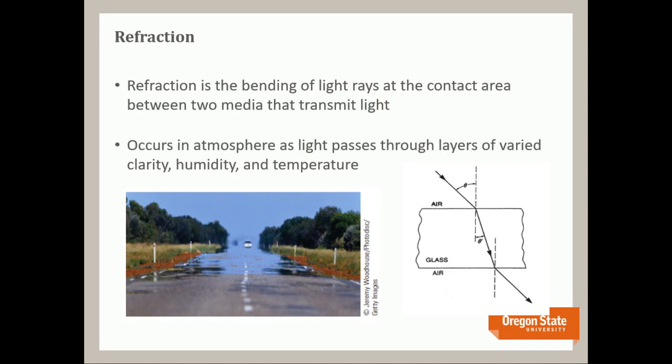Refraction is the bending of a light ray at the contact area between two media that transmit light. It occurs in the atmosphere as light passes through layers of varied clarity, humidity, and temperature.